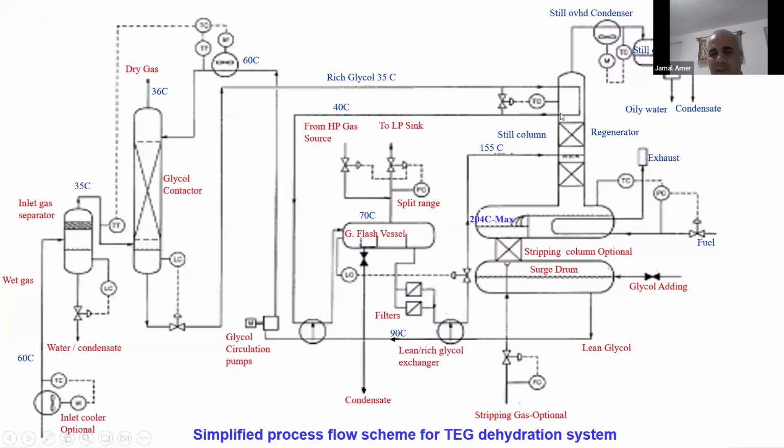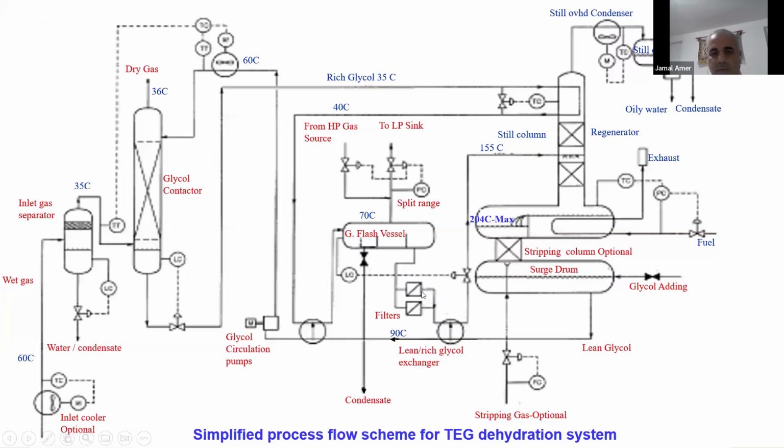We call it initial heating for the glycol, as the first step of heating. Then the glycol will go to the flash tank here, so any dissolved gases still in the glycol will be released here. Then the glycol will continue through the flash tank.